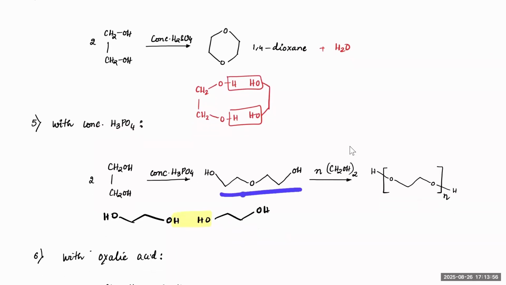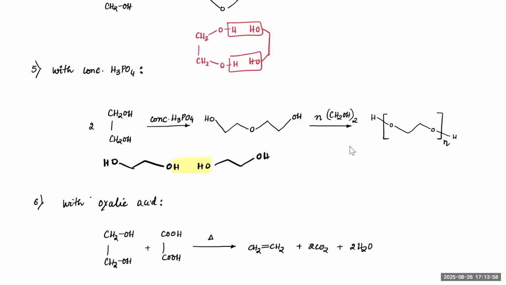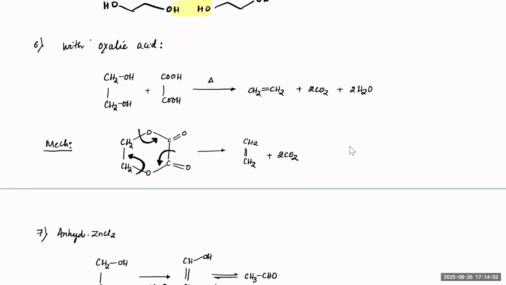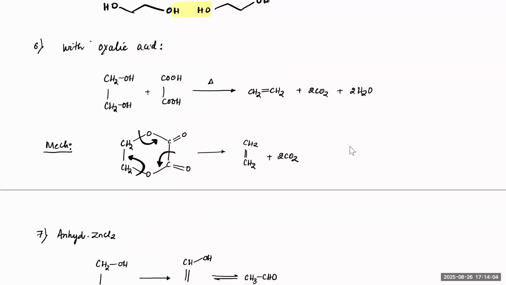So you will notice this type of chain is forming with concentrated H3PO4. Next, with oxalic acid. If you notice with oxalic acid, the OH from here, H from here will make an esterification. So first an ester will form.